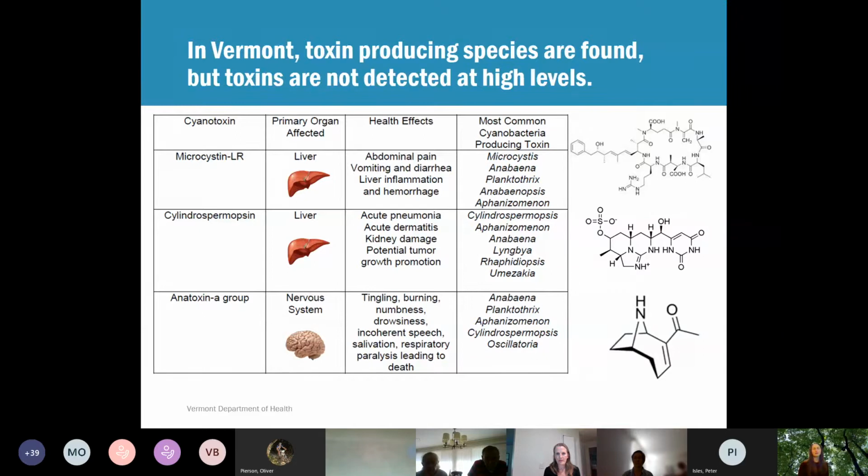We also do a lot of monitoring of clear water, and I think others will probably talk about this as well. In some parts of the world, we've seen that when the blooms dissipate, the clear water left behind can have high toxin concentrations. So far, we haven't seen that here in Vermont.